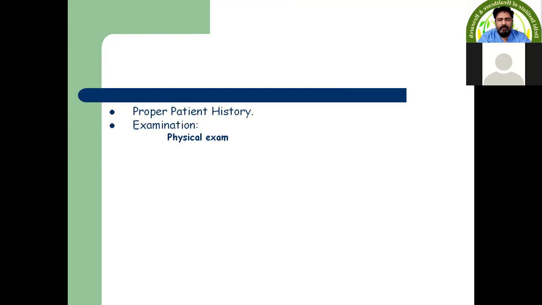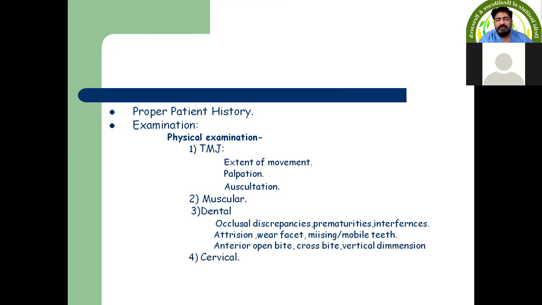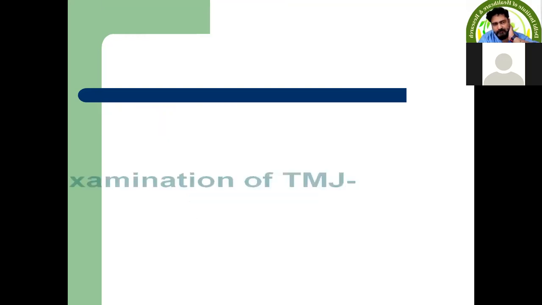So a proper patient history is taken, then physical examination: extent of movement of the TMJ, palpation, auscultation, then muscular and dental examination, occlusal discrepancies and prematurities, regions where we have facets, missing or mobile teeth, anterior open bite, cross bite, vertical dimension, and cervical palpation also.